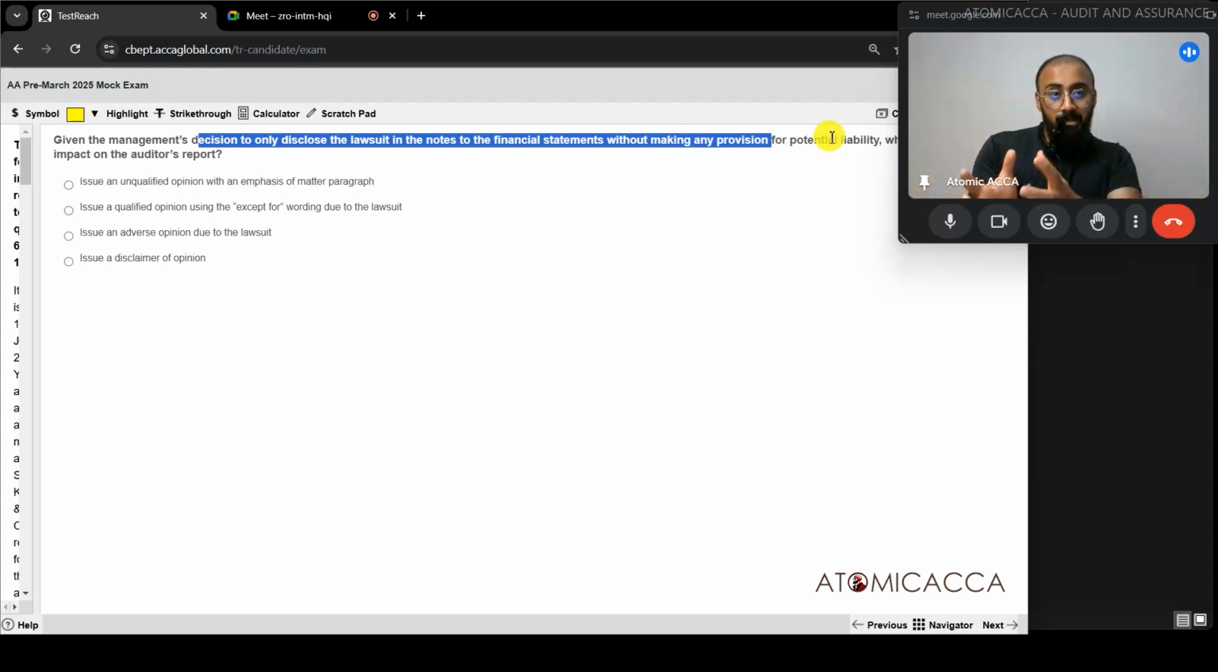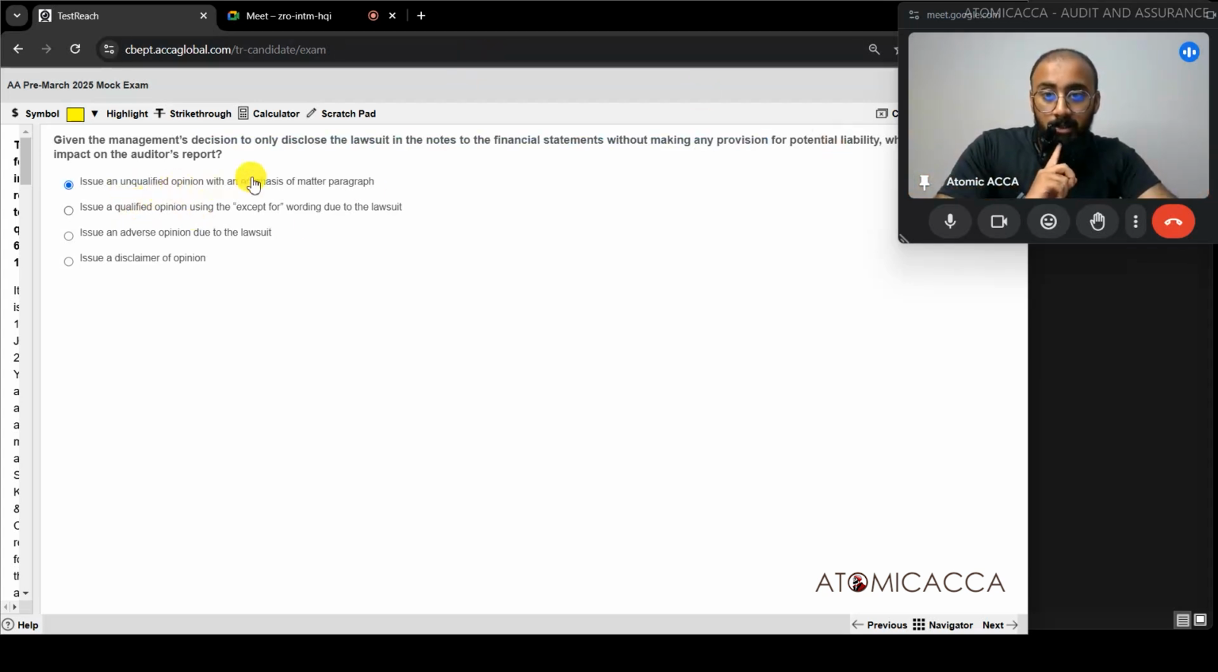This is a material thing, they have disclosed it, it is in accordance with accounting standards, so the financial statement has no error. So, issue an unqualified opinion with an emphasis of matter paragraph. Okay, unqualified opinion because the financial statement is correct. Emphasis of matter paragraph, we'll keep on hold on that. Let's see the other ones. Issue a qualified opinion. A qualified opinion is issued when there are some material problems, so that is wrong because the financial statement is correct anyway. An adverse opinion is issued when the financial statement has material and pervasive problems, so that is also wrong. Issue a disclaimer of opinion.